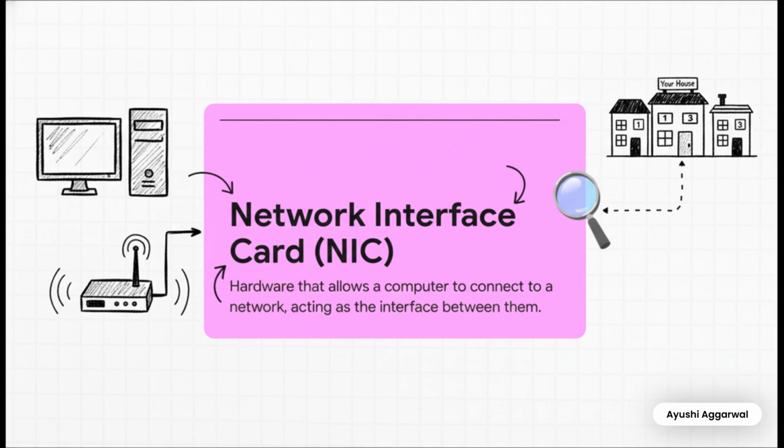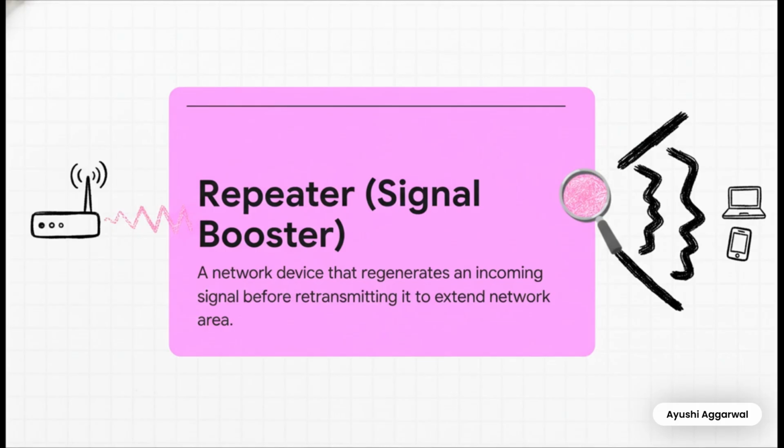Next, we have the Network Interface Card, or NIC. Now, if the modem is the gateway to the outside world, the NIC is like your computer's local address. Think of it like your specific house number on a street, which ensures that data on the network gets delivered right to your computer. If your Wi-Fi signal is ever weak, a repeater takes that faint signal, boosts it back to full strength, and then sends it out again, almost like it's brand new.